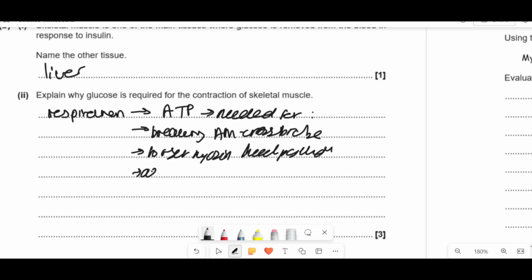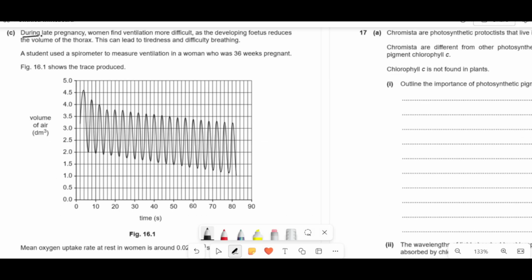And then it's also needed for active transport of Ca2+ into the sarcoplasmic reticulum, SR, when it's all done and dusted. Now it says, during late pregnancy, women find ventilation more difficult as the developing fetus reduces the volume of the thorax. This can lead to tiredness and difficulty breathing.